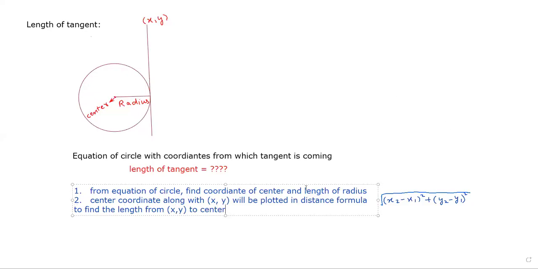Okay, when I put this coordinate set with this coordinate set in this distance formula, what is going to happen? I will have a length. Length of what? Length from x, y to the center, which will be this thing. This length will be found as you can see over here. When I plot the coordinate of center and x comma y in the distance formula, I will have this length.